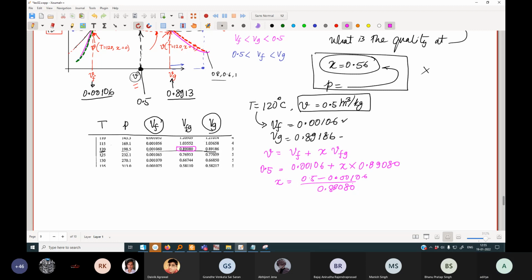So what is it? 0.5 minus 0.00106, divided by 0.89080. So this x comes out to be 0.56010. And this checks out. You see? It checks out. So we have done it both with the help of a computer and with the help of tables.